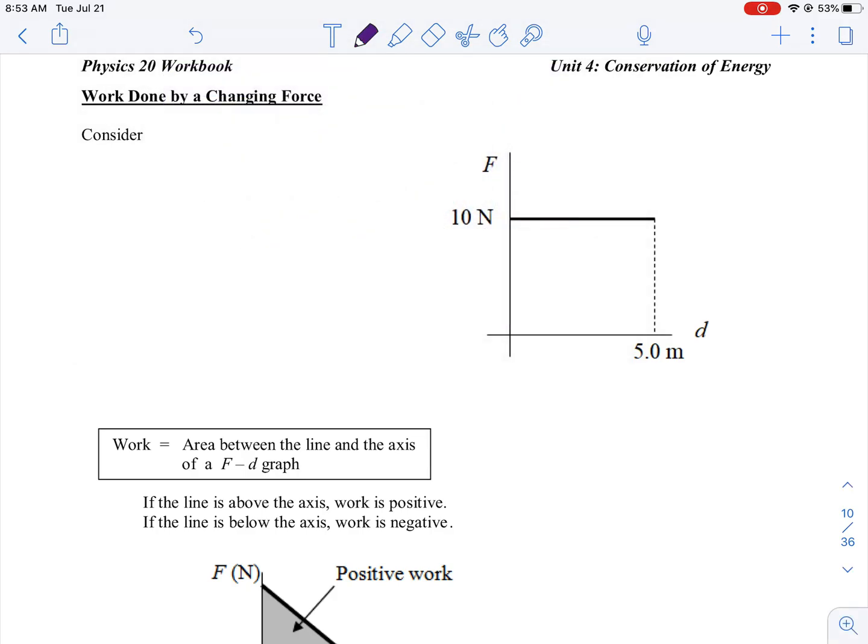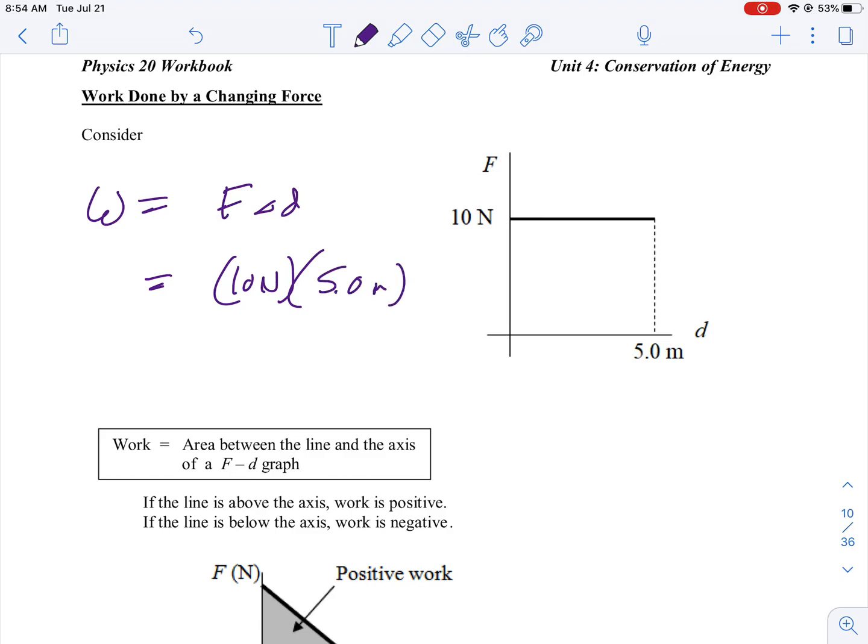So to do that, I'm just going to show you a graph, because that's how we typically show changing forces. But in this case, the force is constant for the one I'm showing you here, constant 10 newtons. And that means we can actually use the formula work is equal to F delta D, because the force is constant. In that case, it's going to be 10 newtons for the force, and the displacement here is 5 meters.